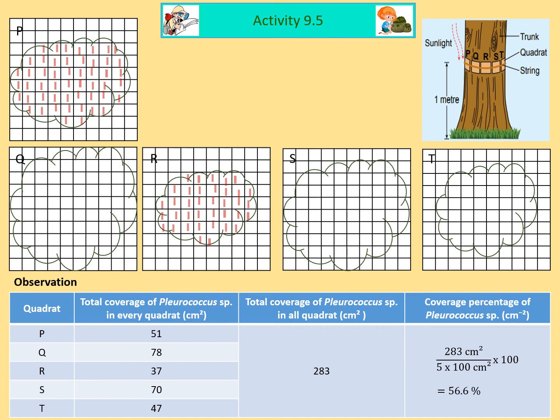Okay, so the total coverage of Pleurococcus in all quadrats is 283. So this is the calculation. 283 divided by 5, where 5 is the number of quadrats and 100 centimeters square is the size of the quadrats, and then times 100%. So the answer is 56.6% coverage percentage of Pleurococcus in 5 quadrats.